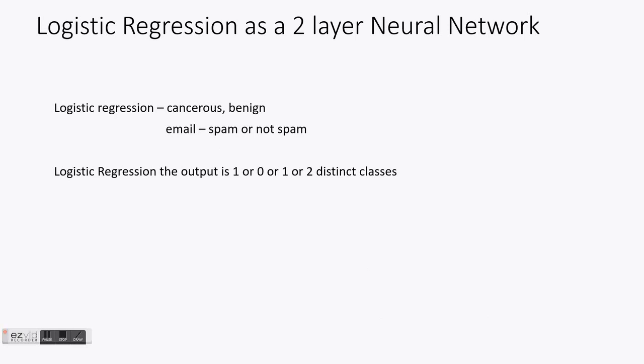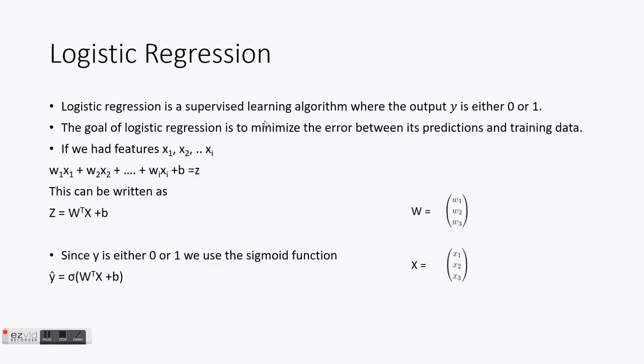I would like to first take logistic regression as a two-layer neural network. So what is logistic regression? Logistic regression is typically used in scenarios where we have a set of features and the target variable or the output is one of two possible outputs. So for example, if you have a tissue, it can either be cancerous or benign, or in the case of email, the email is either spam or not spam. So essentially, in logistic regression, the output variable is one of two distinct classes, and that is where we use logistic regression. And logistic regression is basically a supervised learning algorithm.